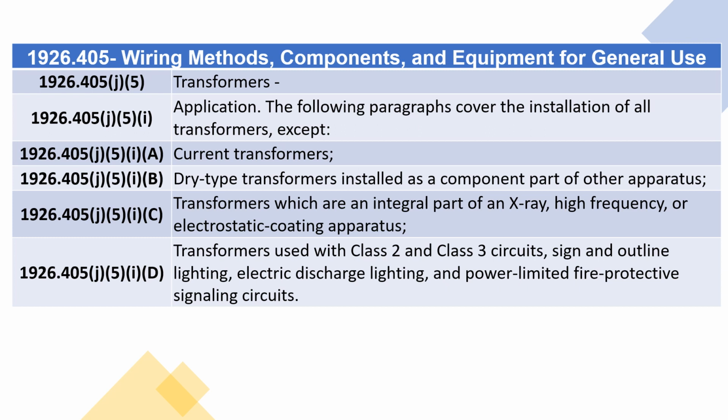1926.405 J5. Transformers. 1926.405 J5-1. Application. The following paragraphs cover the installation of all transformers, except 1926.405 J5-1A through 1D. Current transformers, dry-type transformers installed as a component part of other apparatus. Transformers which are an integral part of an X-ray, high-frequency, or electrostatic coating apparatus. Transformers used with Class 2 and Class 3 circuits, sign and outline lighting, electric discharge lighting, and power-limited fire protective signaling circuits.